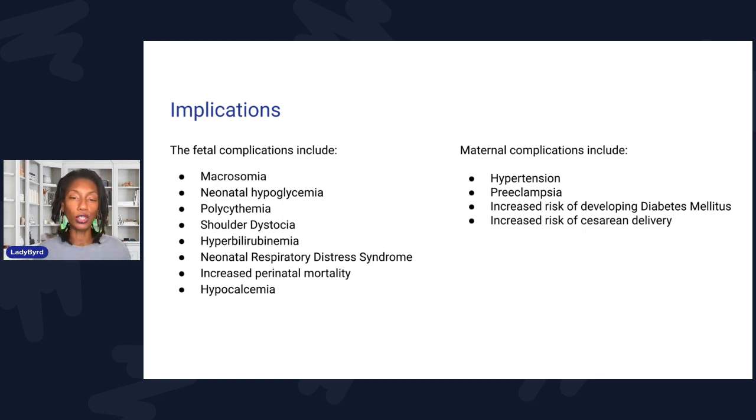Now, when it comes to maternal, of course, there's a lot more than this, but these are some of the main ones that the mother can deal with when it comes to gestational diabetes, which is the hypertension, the preeclampsia, increased risk of developing diabetes while pregnant, and increased risk of having that cesarean section. So, I talked about, if you have that shoulder dystocia, you could end up having the C-section, but this also goes hand in hand. If you are given a diagnosis of having the gestational diabetes, you can more than likely have a cesarean section.